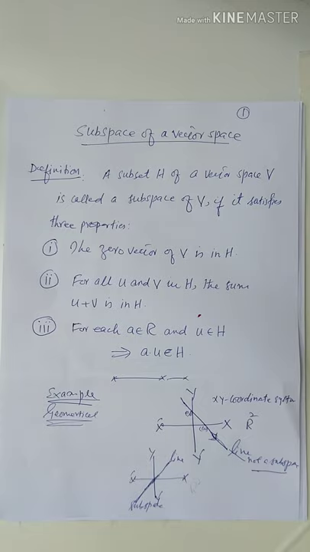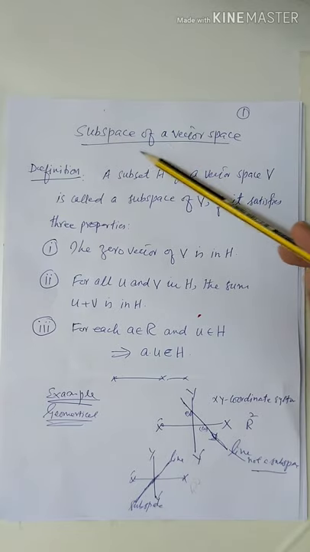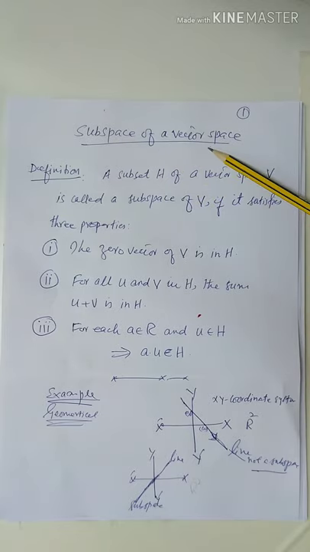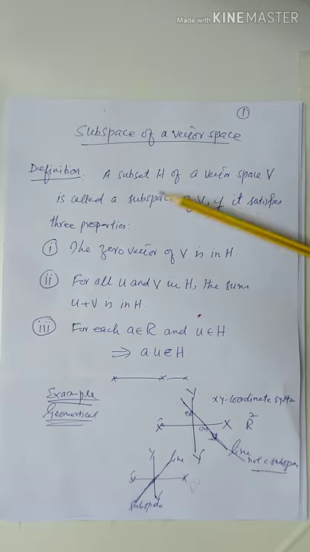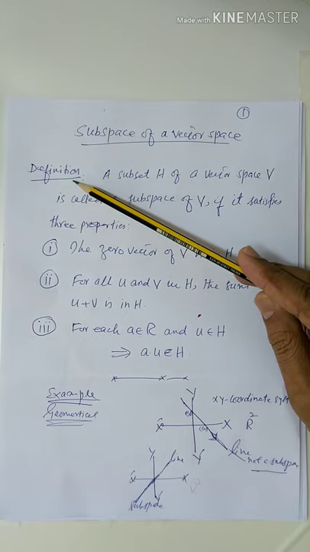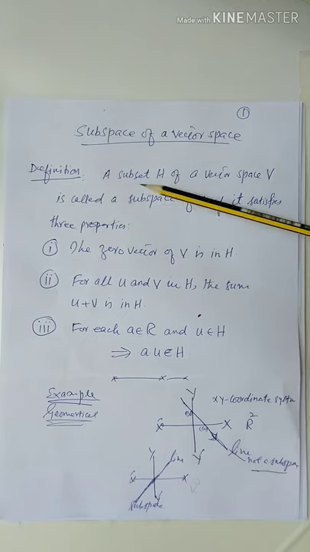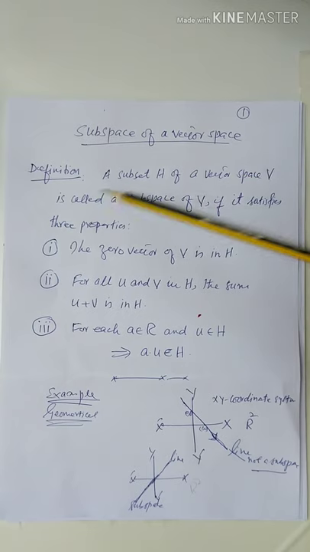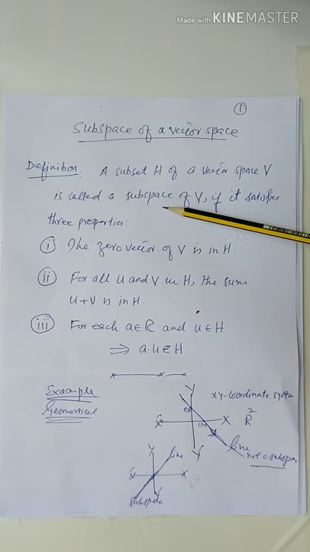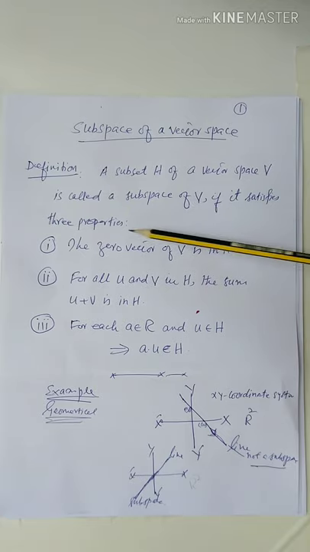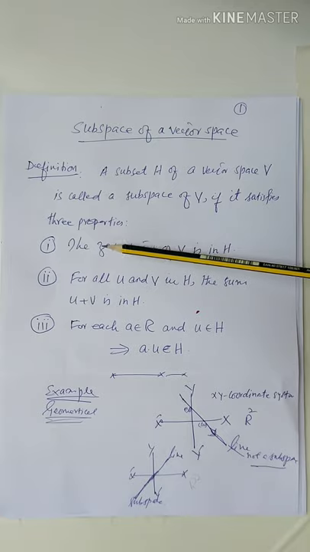So today our topic is subspace of a vector space. So this is a new topic. First, what is the definition? The definition is: a subset H of a vector space V is called a subspace of V if it satisfies three properties. The first property is that the zero vector of V is in H.